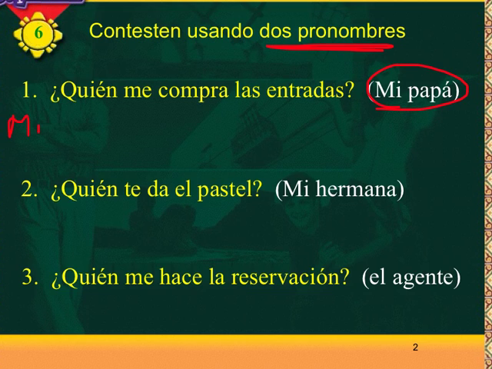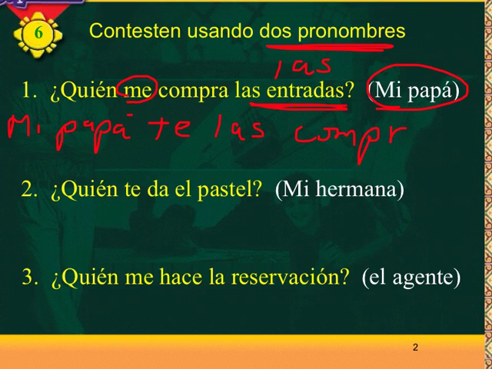And remember, whenever you have a me in a question, you're going to come back with a te. That's the indirect, because who's buying what? The tickets. That's the direct. Your pronoun's going to be las. And so, for whom? Well, for you. Mi papá te las compra. My dad is buying you the tickets.